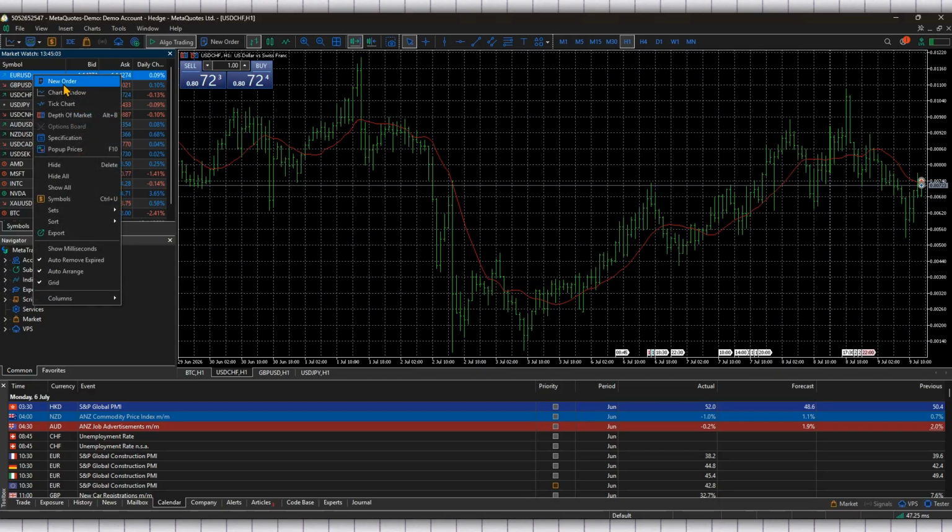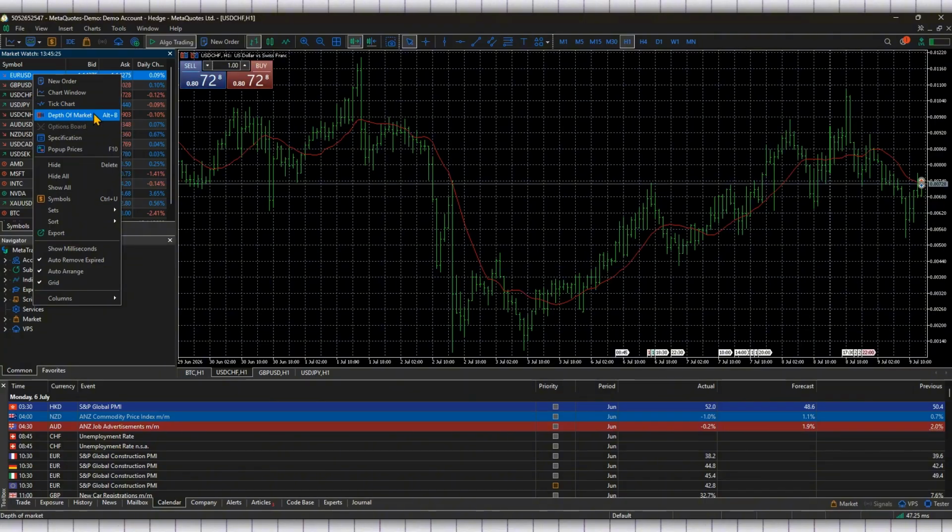This action will prompt a context menu to appear. This menu provides a variety of functions and features that pertain to your selected symbol. From here, you can usually access different chart options, order options, symbol specifications, and other useful trading tools. Among the various options available, what we're looking for is something called depth of market.